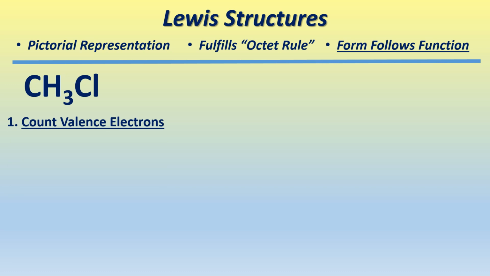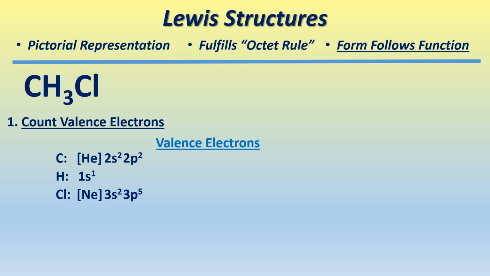If one looks at the periodic table, carbon has an electron configuration of helium 2s2, 2p2. Hydrogen is 1s1. Chlorine is neon 3s2, 3p5. The valence electrons are the electrons outside of the noble gas. So 2 plus 2, carbon will have 4 valence electrons. Each hydrogen contributes 1, as there are 3 hydrogens, that makes 3 electrons. 2 plus 5, chlorine contributes 7, so there will be a total of 14 electrons shared.